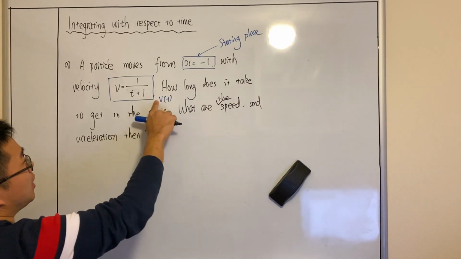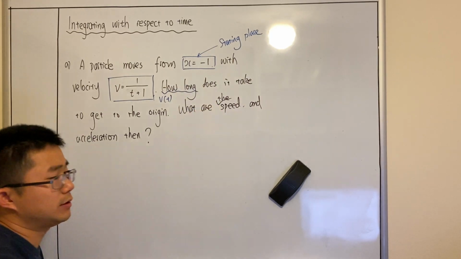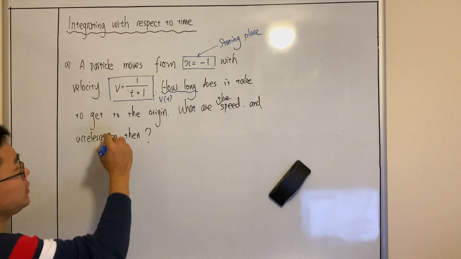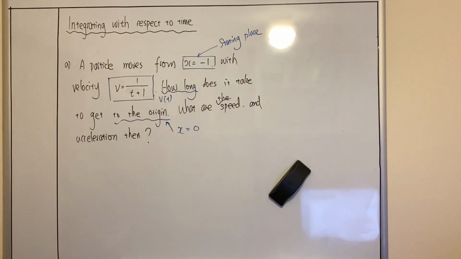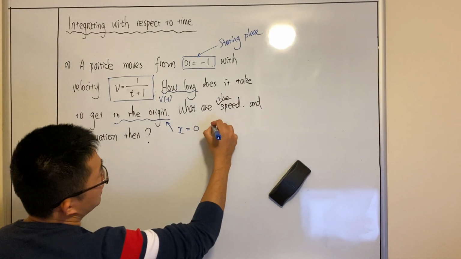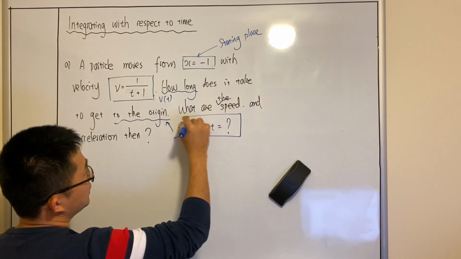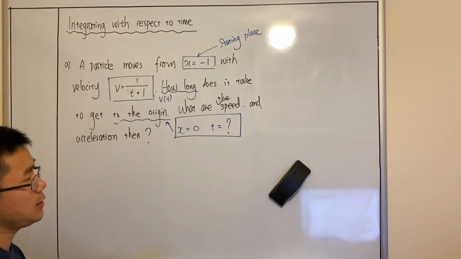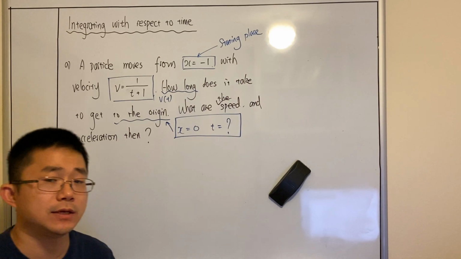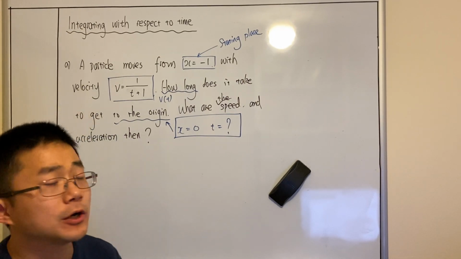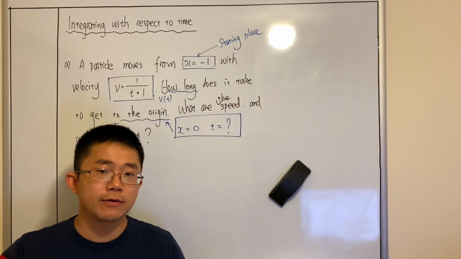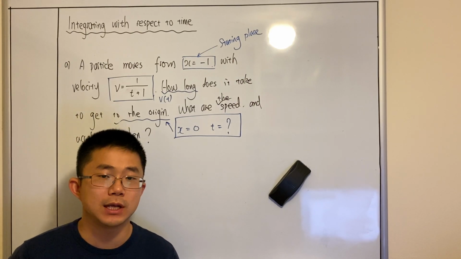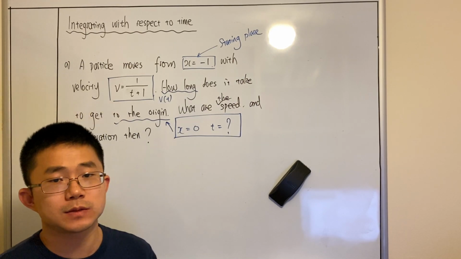Now the question asks you for how long, so the time to get to the origin. The origin is when x equals 0. So basically, the question asks you the time when x equals 0. So you need the x(t) function, the displacement and time function. You are given the velocity and time function. So all we need to do is integration. We integrate the velocity function in terms of time, and we are going to get the displacement function.